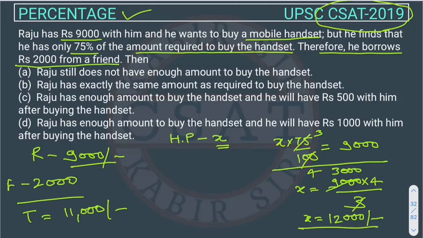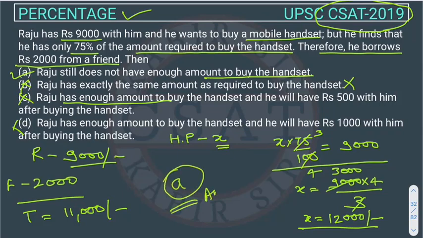Now we will read the options. Raju still does not have enough amount to buy the handset. This is right. The second option is Raju has exactly the same amount as required. This is wrong. Raju has enough amount. Raju is not having enough amount, so this is also wrong. Raju has enough amount to buy the handset and he will have rupees 1,000 with him after buying the handset. This is also wrong. So what is the correct answer? Answer A. Option A is the correct answer. Okay, I hope everyone understood.